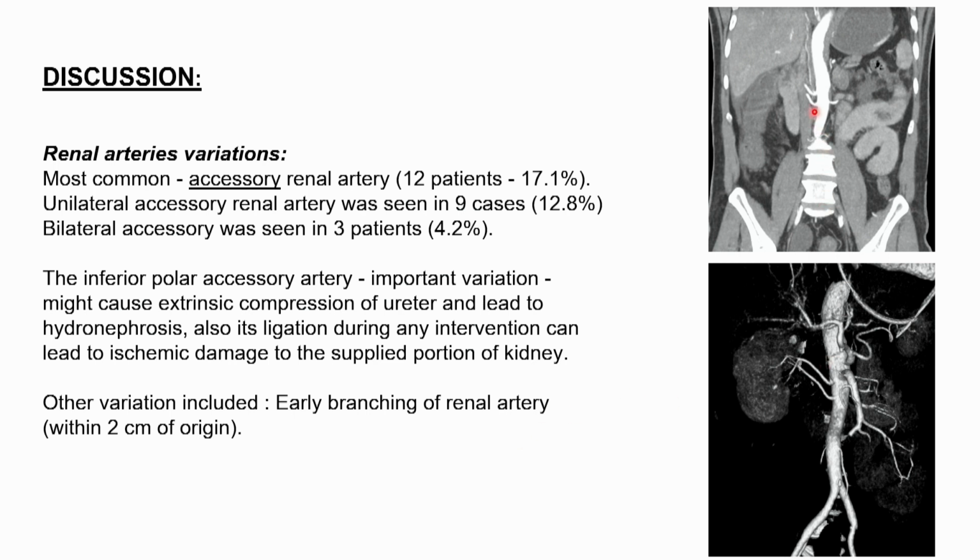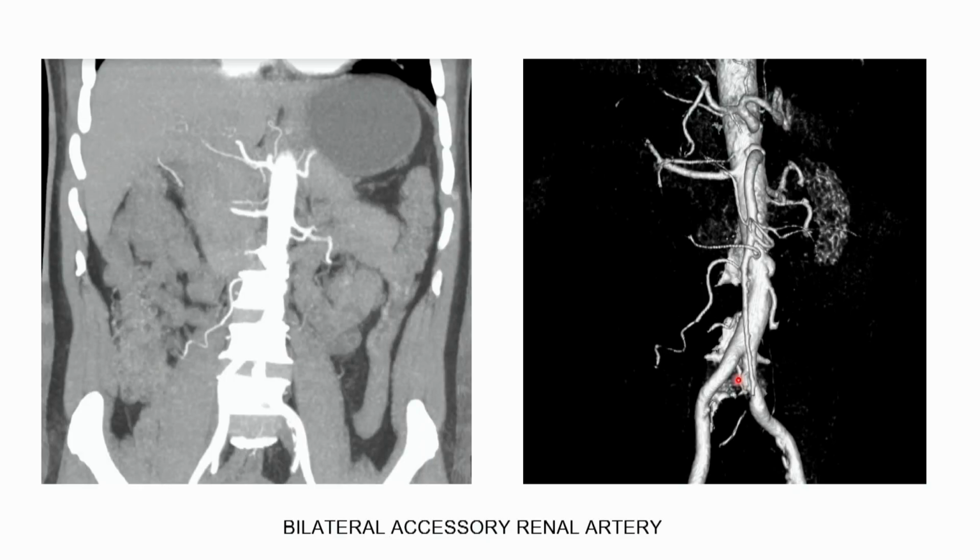Like in this image, we can see right accessory renal artery. Also in this reconstructed image, we can see accessory renal artery on the right side. This is a case of bilateral accessory renal artery, two arteries supplying both the kidneys.